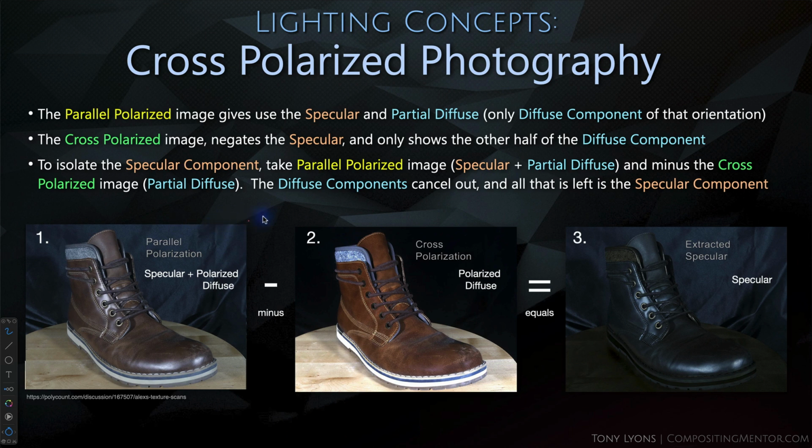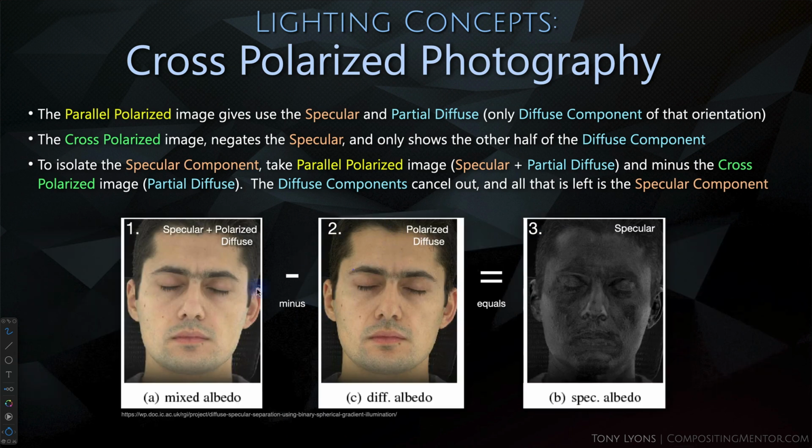So to isolate the specular component by itself, we take the parallel polarized image, the specular plus partial diffuse, and subtract the cross-polarized image, the partial diffuse. When both of the diffuses are canceled out, we are left with the specular component. Here we have an incredibly relaxed man's face and a parallel polarized image here with the specular and the partially polarized diffuse.